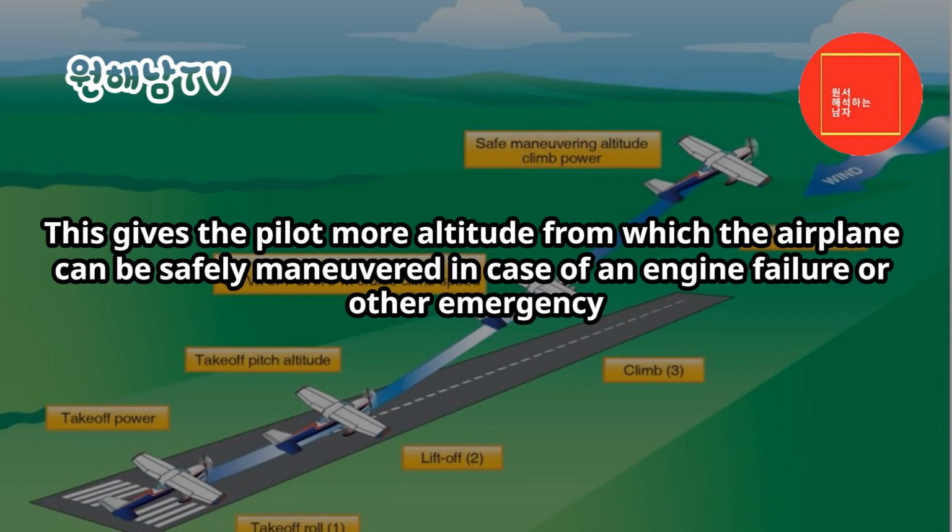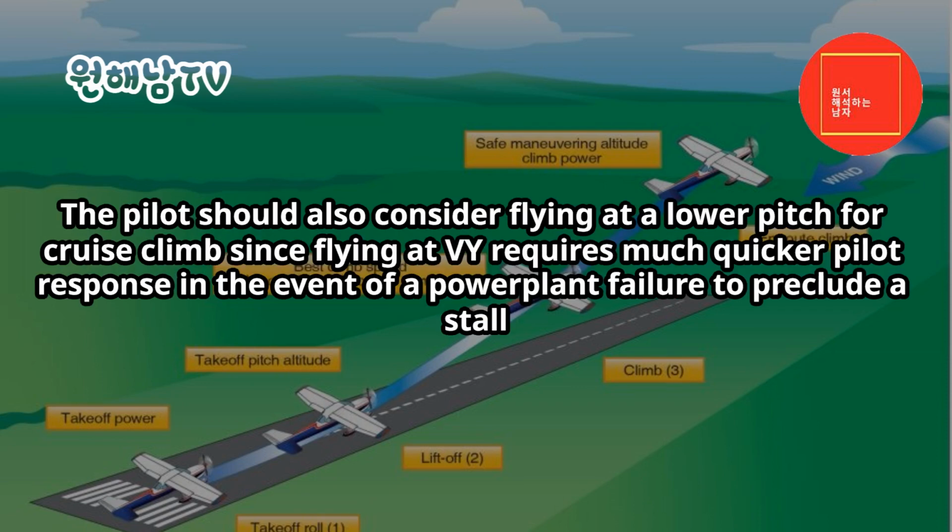This gives the pilot more altitude from which the airplane can be safely maneuvered in case of an engine failure or other emergency. The pilot should also consider flying at a lower pitch for cruise climb, since flying at VY requires much quicker pilot response in the event of a powerplant failure to preclude a stall.